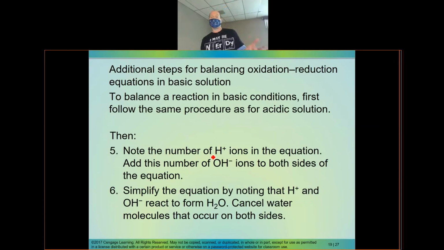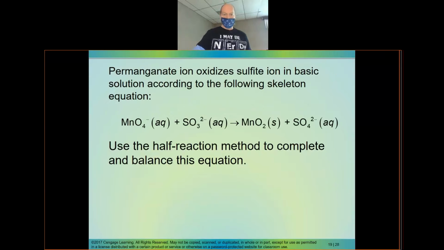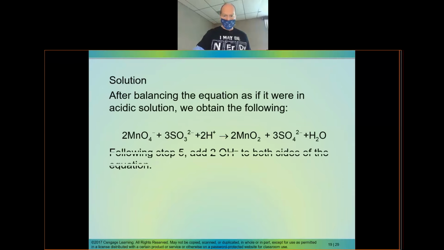They do it like it's in acid, and then they add OH minus. Again, I don't like that procedure at all. It will give you the answer. I say it's not easier at all, but if you think it's easier, then you can do it that way. But when they're done, I think they'll have a final answer here.